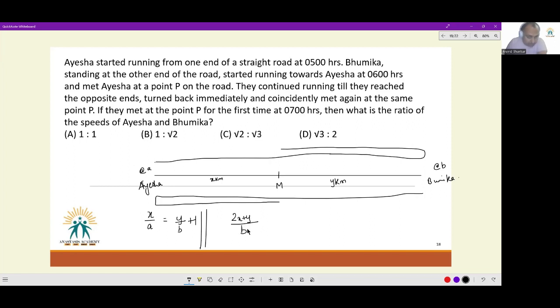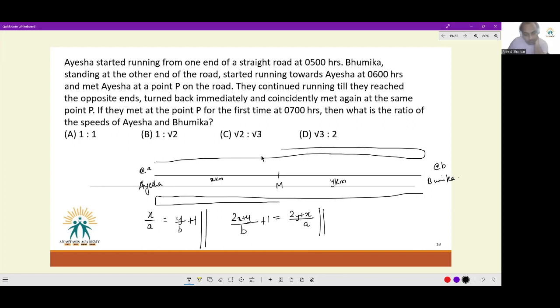This is the time taken by Bhumika. And this should be 1 hour lesser than the time taken by Aisha, which should be how much? x plus y plus y. So 2y plus x by a.